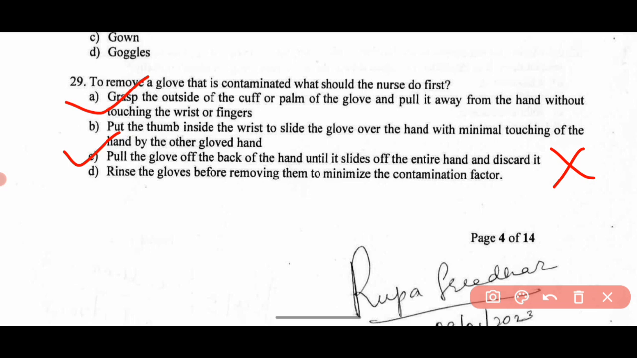Instead, grasp the outside of the cuff. Cuff means the one which is near the wrist. So you have to grasp the cuff and then remove or pull it away from the hand. That is the right technique, without touching the wrist or fingers. That's why we selected option A.